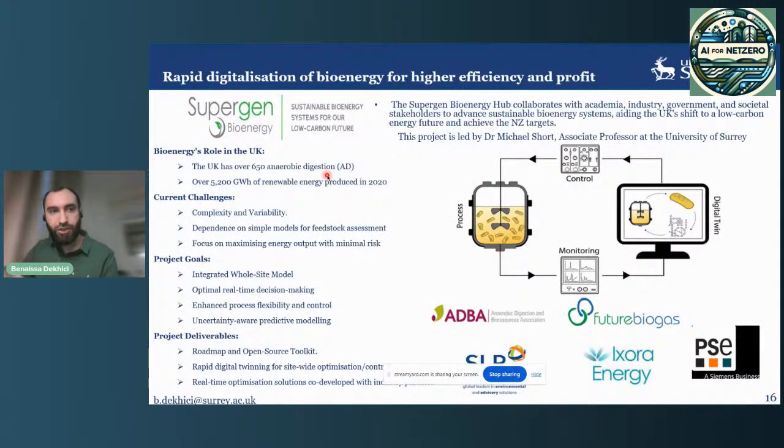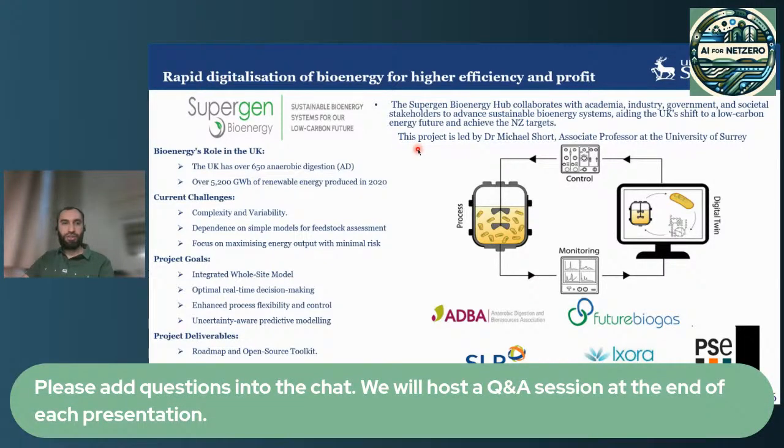At the end, I will just give you an overview of what I am doing here at the University of Surrey. I am working on rapid digitalization of bioenergy for high efficiency and profit. I am working under the umbrella of the Supergen Bioenergy Hub, which collaborates with academia, industry, government, and social stakeholders to advance sustainable bioenergy systems, aiding the UK shift to a low carbon energy future, and of course, achieving the net zero targets.